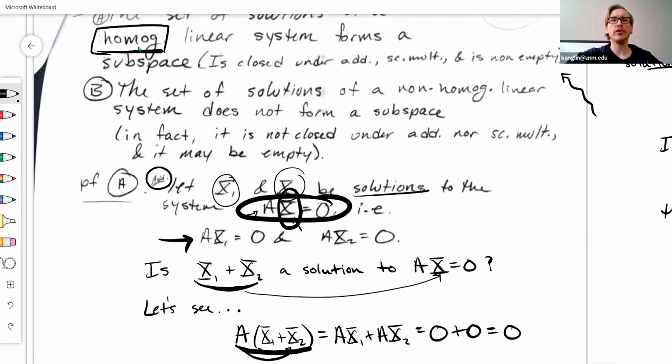We looked at proving that the set of solutions to a homogeneous system is a subspace. I want you to try to prove, the same exact way I went through here, that this set of solutions to a non-homogeneous linear system does not form a subspace. And in fact, that it fails to be closed under addition, scalar multiplication, and is possibly empty, right? I want you to try that.